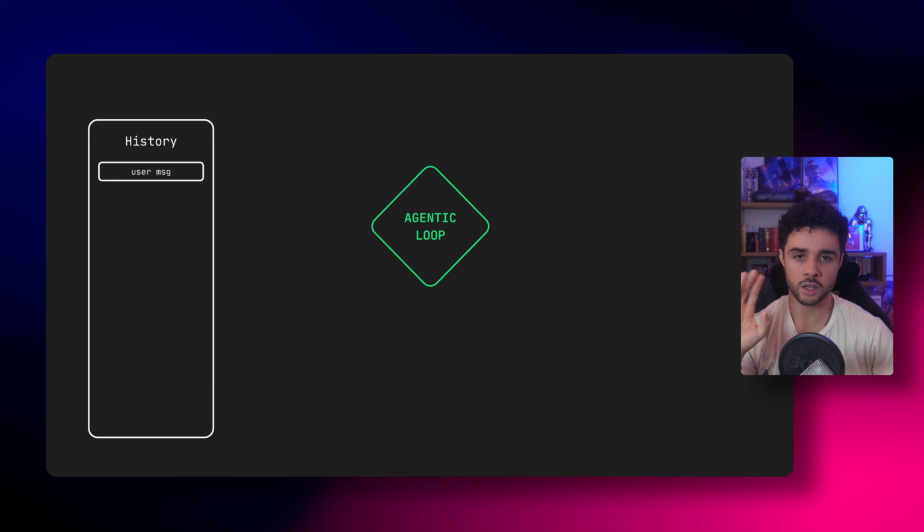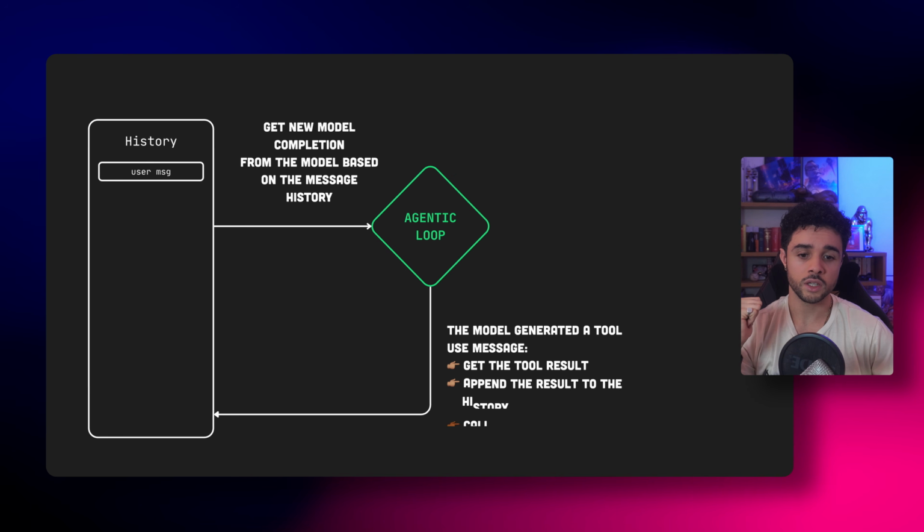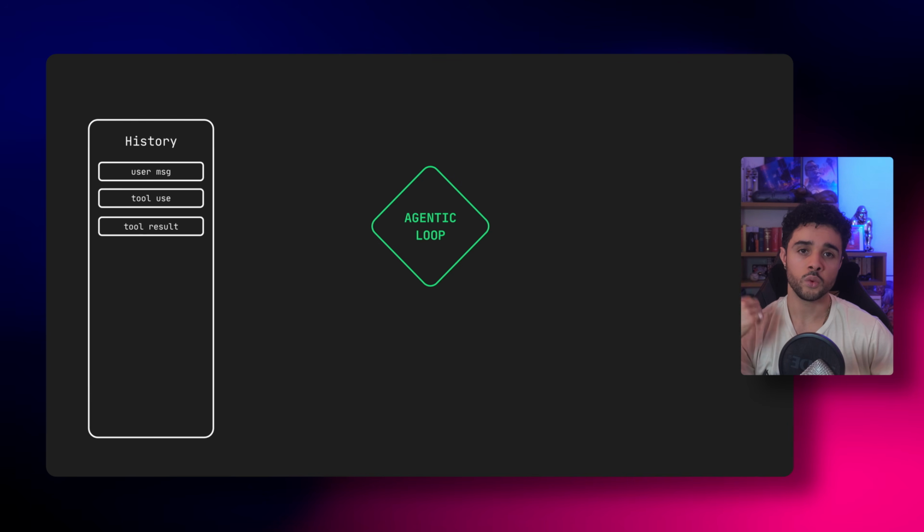So we start with a history, which has only a user message. First, we get a completion from the model. It chooses to make a tool call. So we get the tool results, append the results to the history, and call the loop again. So we get two new messages into the history, the tool use and the tool result. Then we restart the loop.